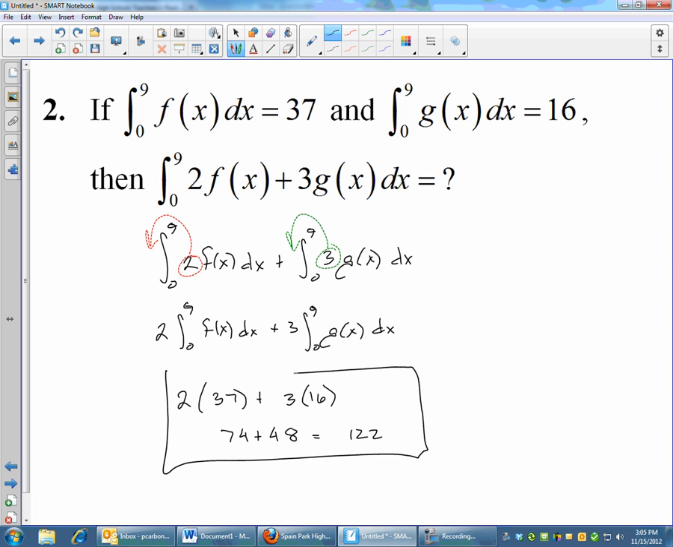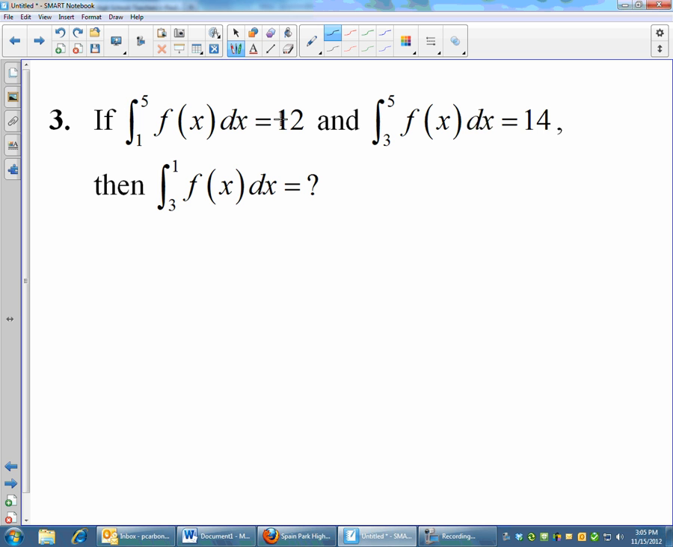But remember, in AP Calculus, unless this is a multiple choice question, you don't have to simplify. So I would actually accept 2 times 37 plus 3 times 16. Yeah? Yeah, all right, last one. Area from 1 to 5 is 12. Area from 3 to 5 is 14. What's the area from 3 to 1? All right, let's see. I have 1 to 5 is given. That's going to be the whole thing, right?